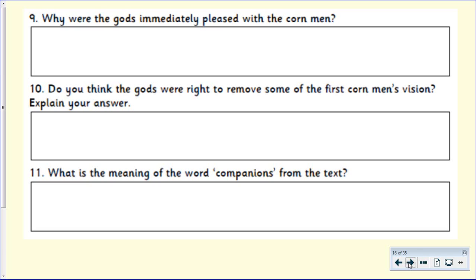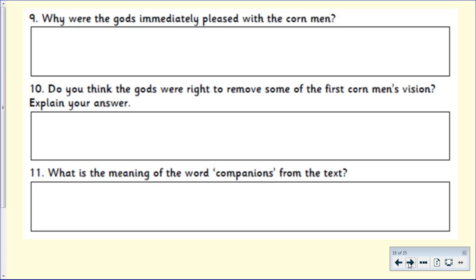Do you think the gods were right to remove some of the first corn men's vision? Explain your answer. So this is very similar to the question I've done, where did we think the creators were right to send the flood? Well, this is, do you think the gods were right to remove some of the first corn men's vision? So if you think, yes, I think they were right to, see if you can explain why, backing up your reason from the text. And if you think no, see if you can explain why, backing up your reasons from the text.